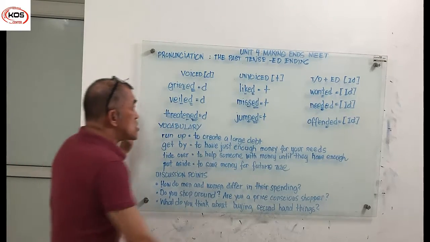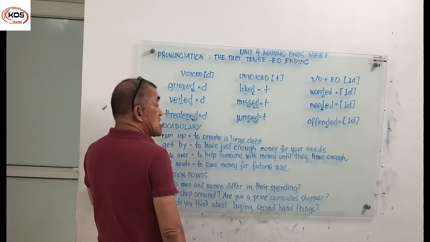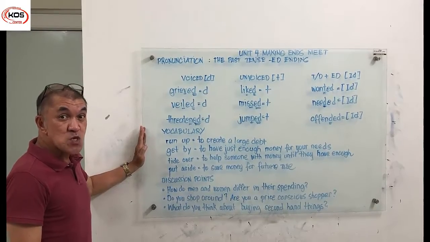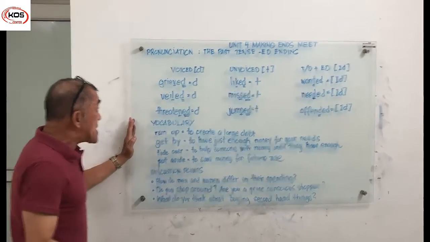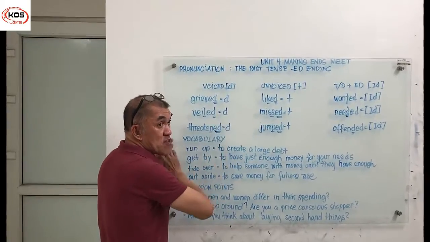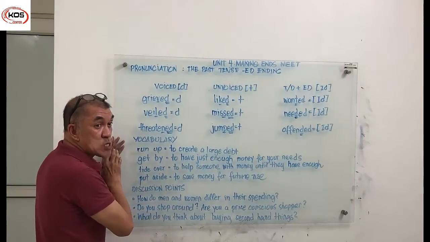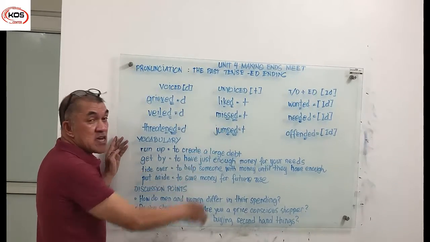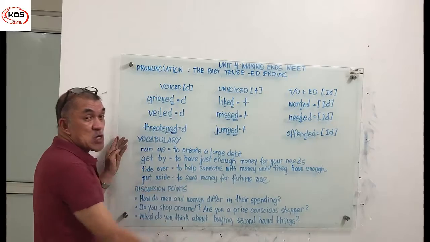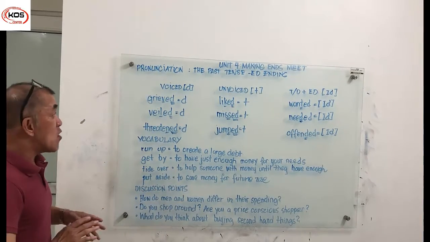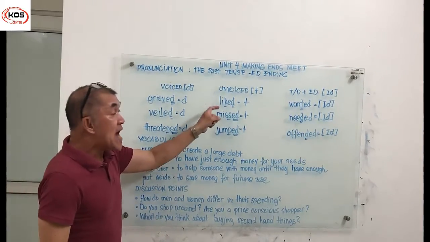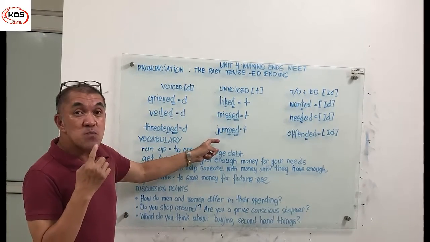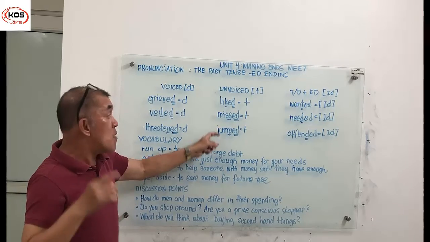Okay. Now on the other side, we have the unvoiced sound of the ed. It's pronounced as t. Why is that? Well, because the root word or the verb ends in a voiceless consonant. Example, k is a voiceless consonant, s is a voiceless consonant, p is a voiceless consonant too. So let me pronounce the words here. Liked, missed, jumped.